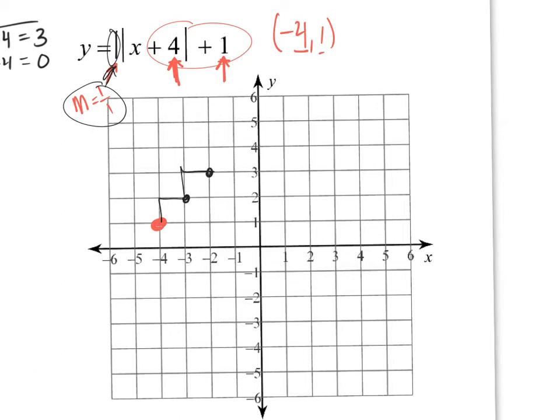Up 1 over 1. And you are allowed to do this for absolute values because you know it's going to be a straight line. However, that only gives me half of my V. Where does the other half come from? Well, symmetry, right? These guys are symmetric through the vertex, just like parabolas. So if I went up 1 over 1 to the left, you can start seeing the V form on the other side here.